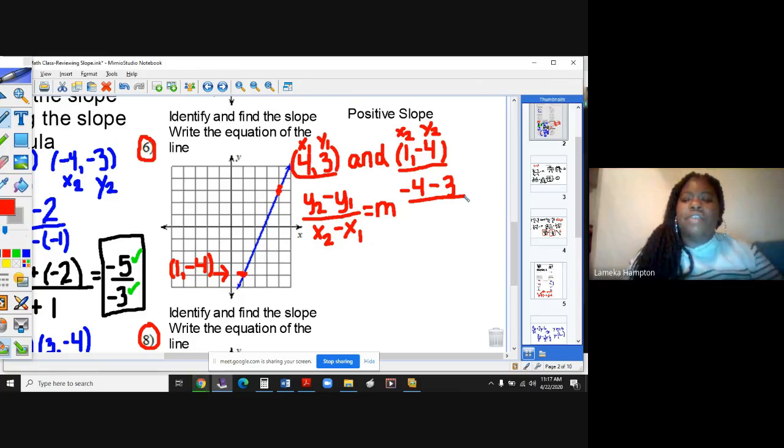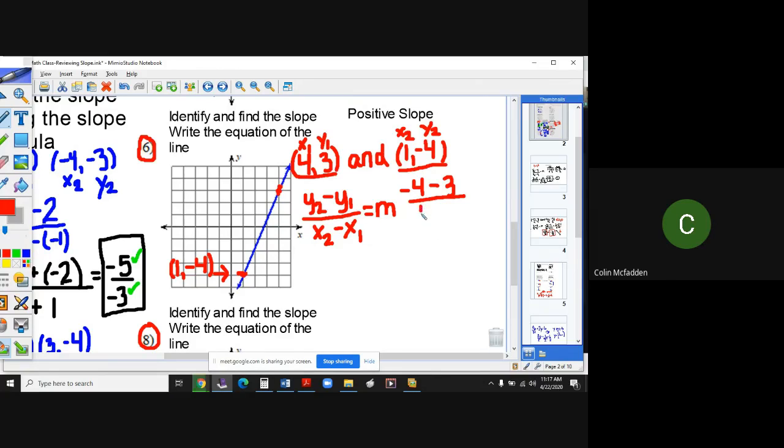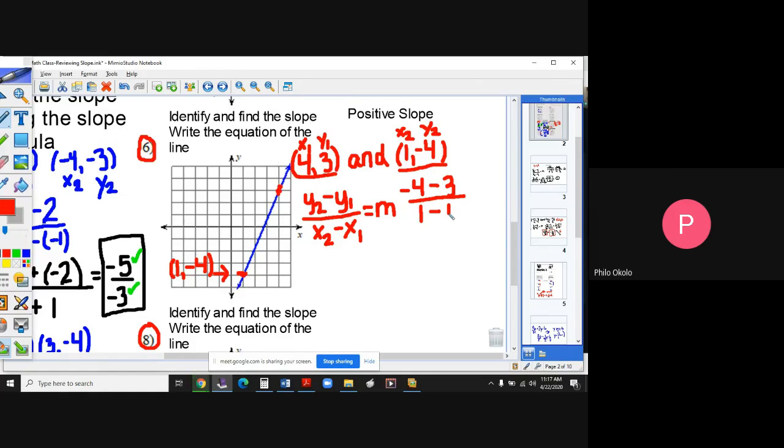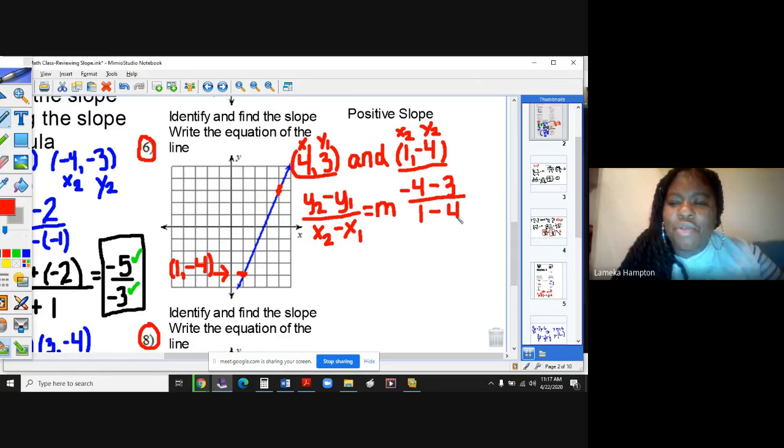Okay. Now I'm going to put all of that over x2 minus x1. So what number represents x2? 1. And what number represents x1? 4. Muy bien, clase, muy bien. Now, as you know, we have negative 4 minus 3 over 1 minus 4.